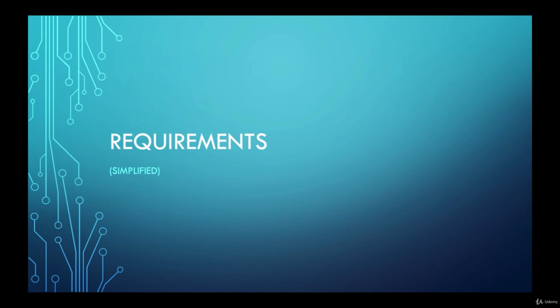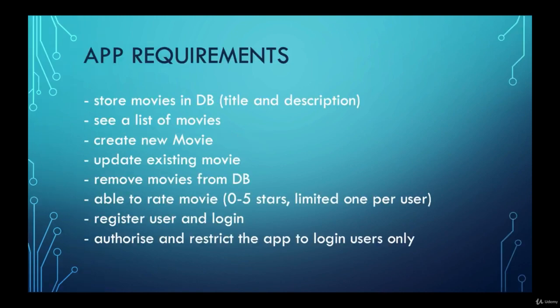I've created a simple set of requirements, and that's very simplified. Usually you have more complex requirements, but I would like to keep it very minimal. So we'll go through what needs to be done and what we will be doing in this tutorial. So we have app requirements. Our application will be showing movies, and that will be Movie Rater.